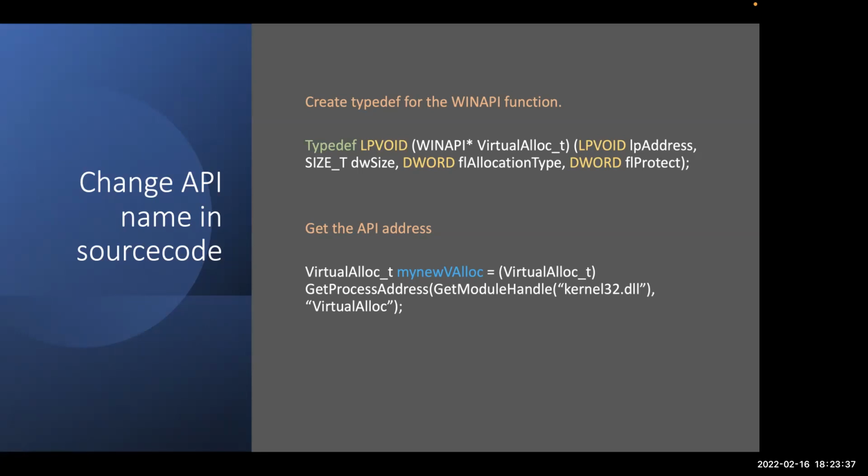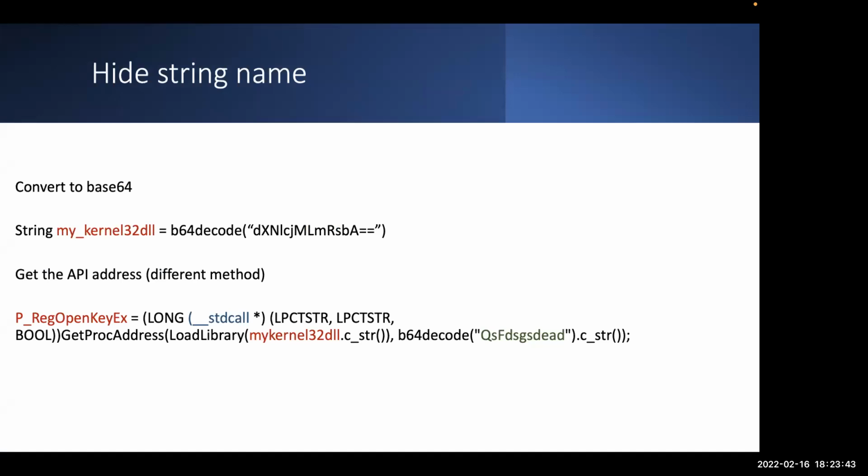Now the kernel32.dll still is a string inside the malware. To hide that, you can convert that into a base64, and you can have a function called, let's say, b64decode, and you give it the base64 to decode that. This will hide it from appearing then. Now you don't see the kernel32 or user32.dll anymore. I'm using a base64 encoded version of it.